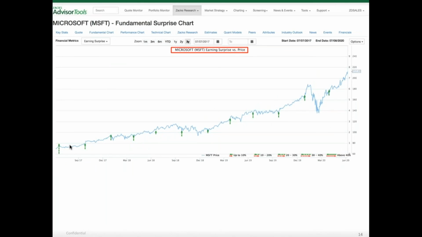And then we also have earnings surprise charts. So this will show us whether the company had earnings surprises, whether it was a beat or a miss, and then how the price responded afterwards.